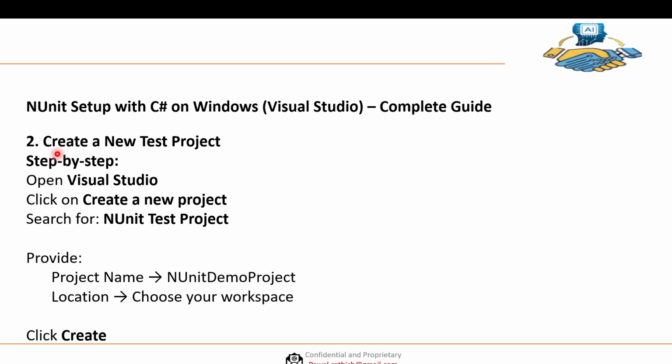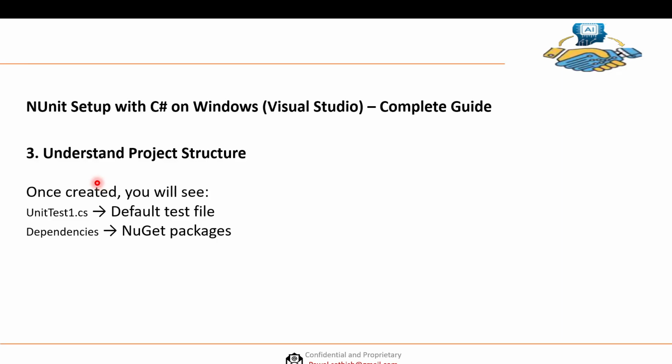To execute our first program, first we need to open Visual Studio and create a new project. We search for the NUnit test project, give the project name and the location, and simply click on Create. Once we have created the NUnit project, by default it comes with a default test file and packages, which are all the dependencies.